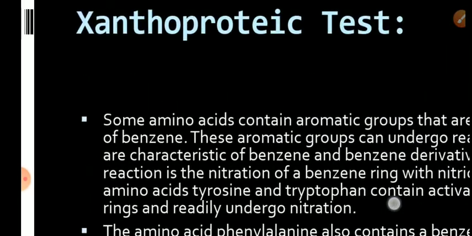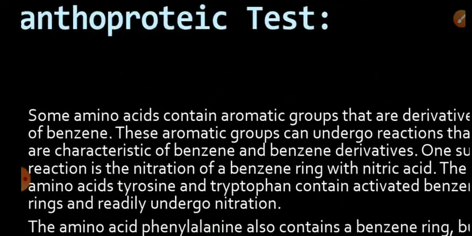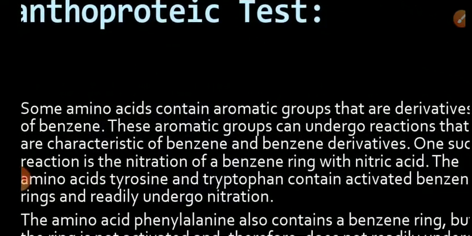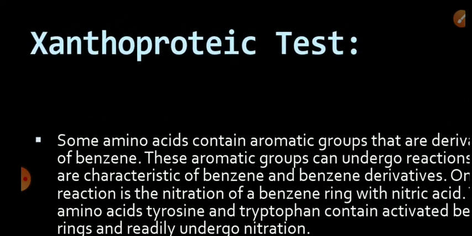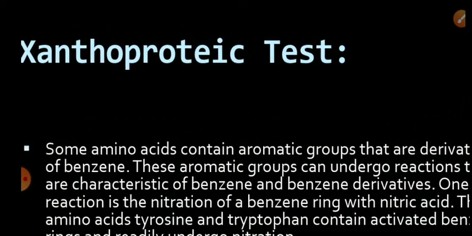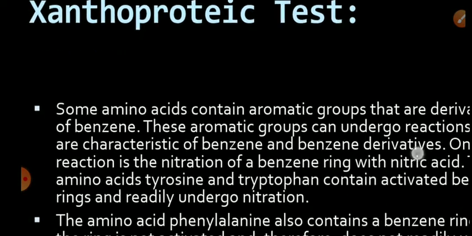The next one is the Xanthoproteic test. The Xanthoproteic test is given by amino acids that contain an activated benzene ring, or you can say aromatic amino acids. This test is done for checking the presence of aromatic amino acids in proteins.